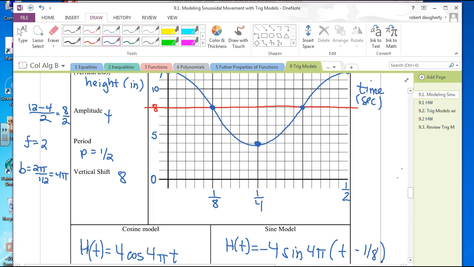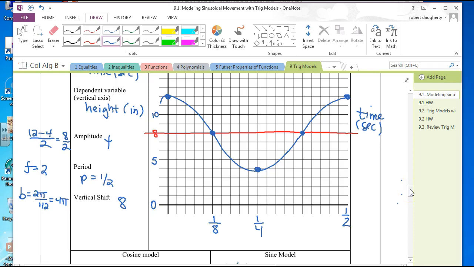So when I look at this curve right here, because it doesn't start at 0, that's a perfect setup for a cosine function, okay? But if I look at it starting here, that's where a sine curve would start, but it's a reflected sine curve, and it's moved 1/8 to the right. Was there a question?